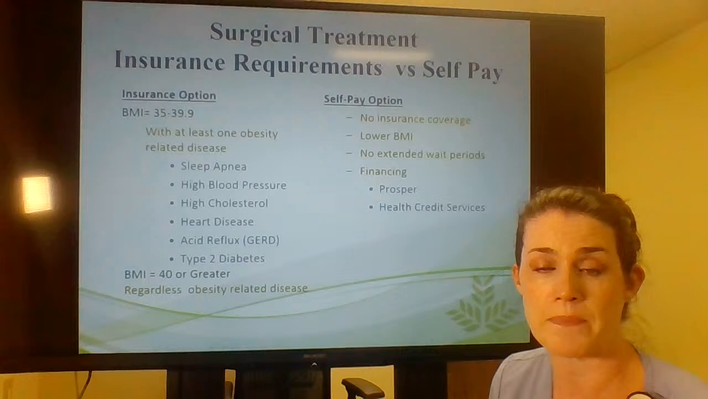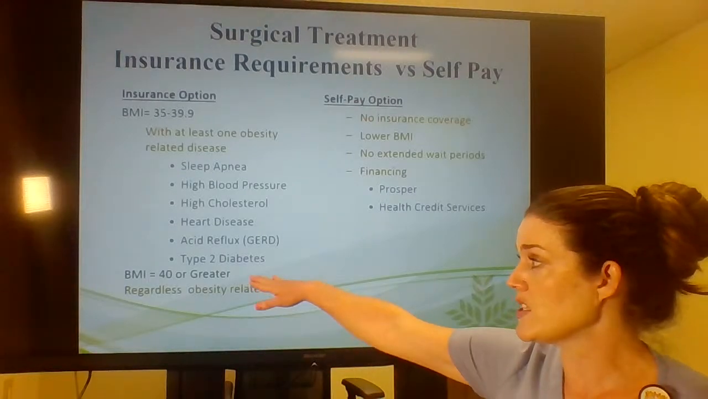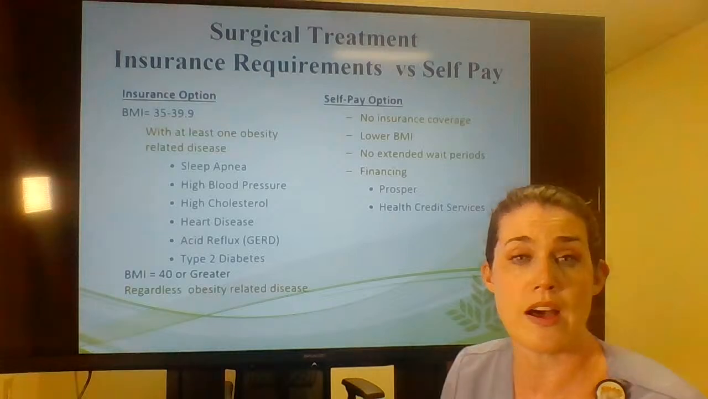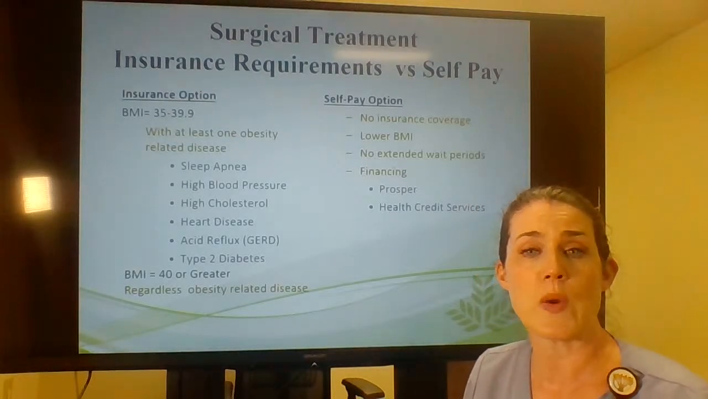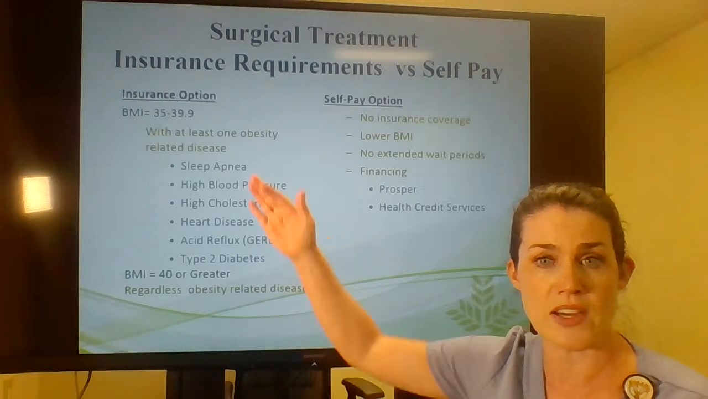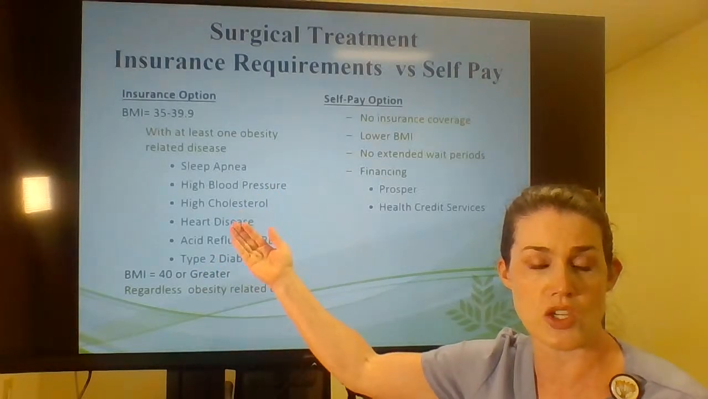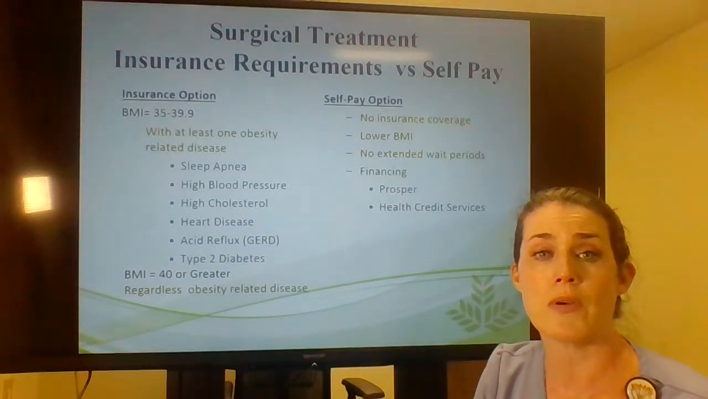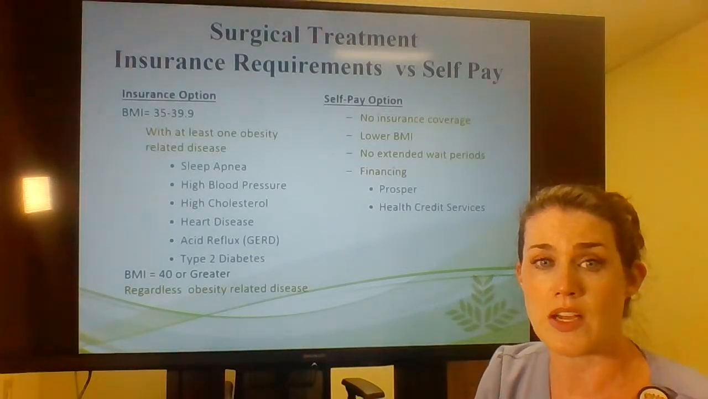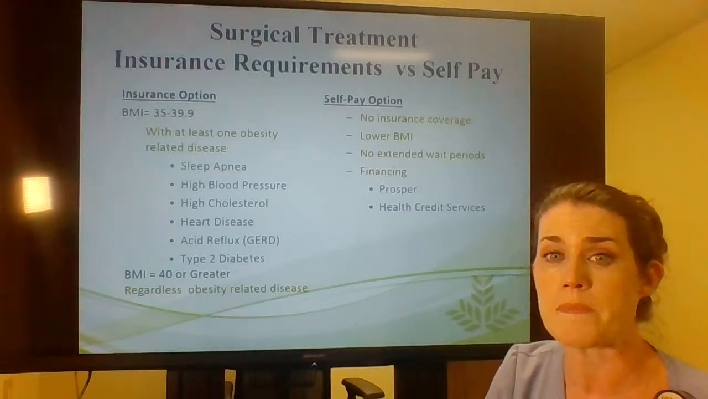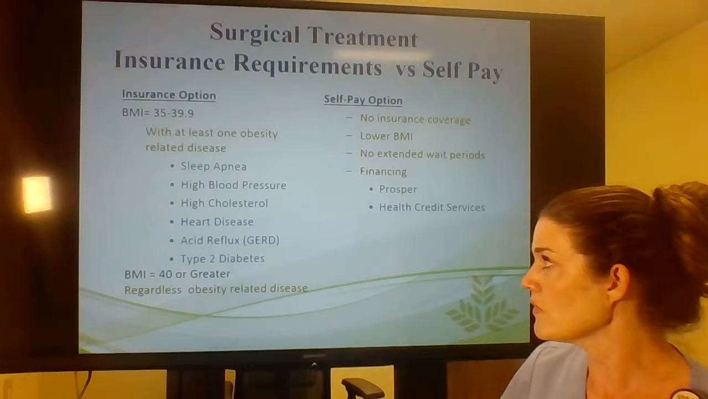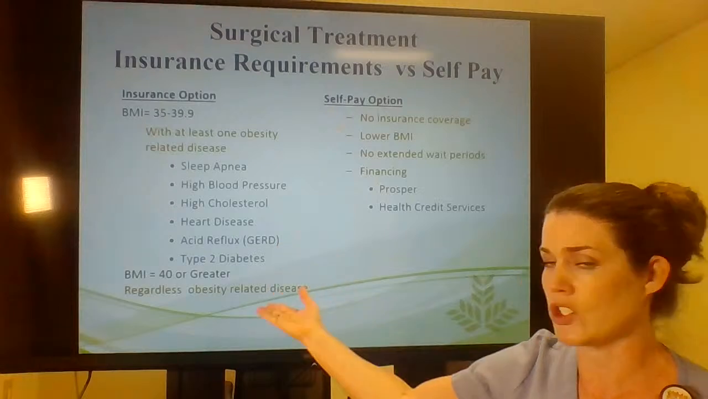If a patient reaches a BMI of 40 or greater, many insurance companies will cover weight loss surgery, because we know that the higher the BMI, the more likely the patient is going to develop these issues. It's not a matter of if, but rather a matter of time before other chronic health conditions begin to come to reality. That's why we really like to intervene early on. Okay, so this is the insurance option.